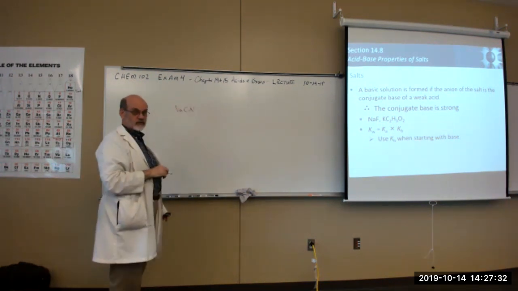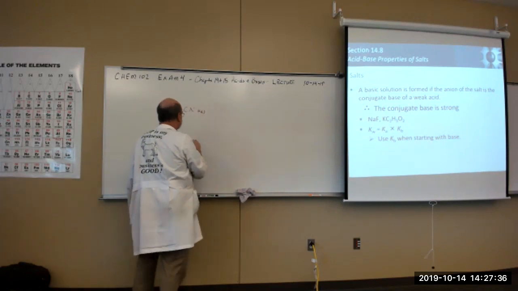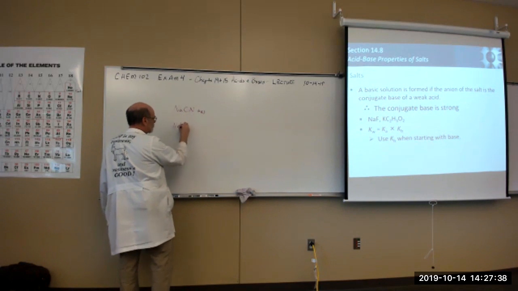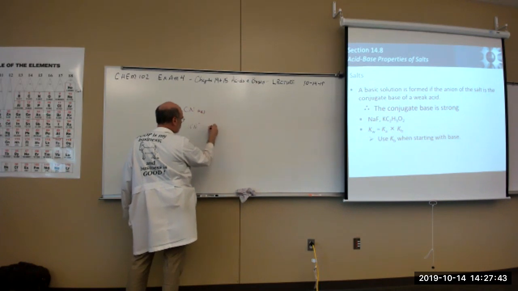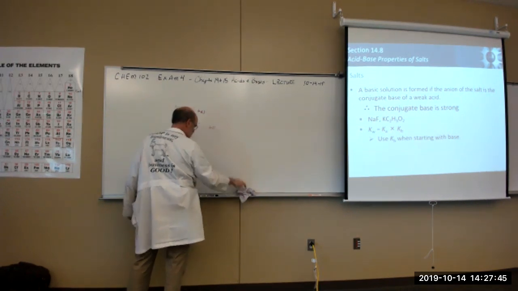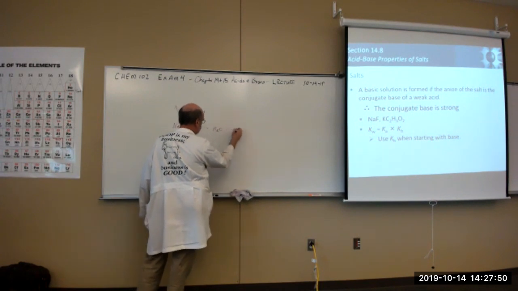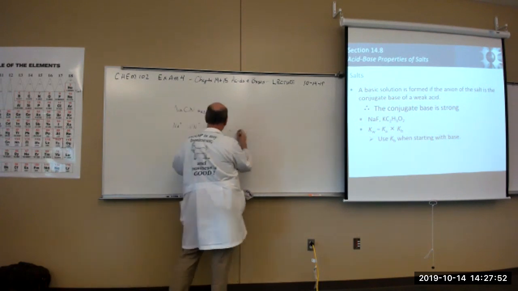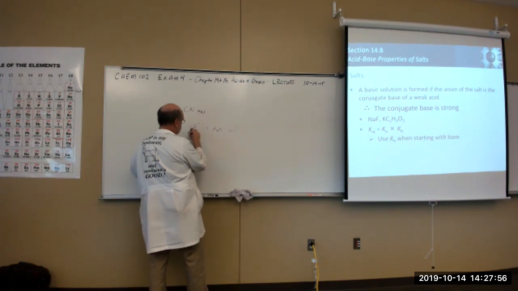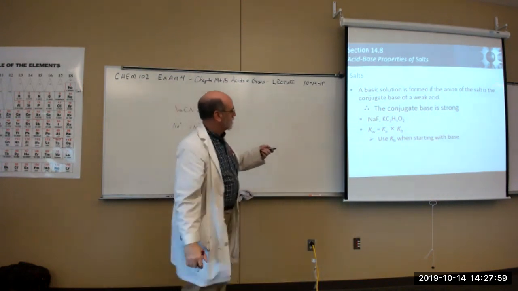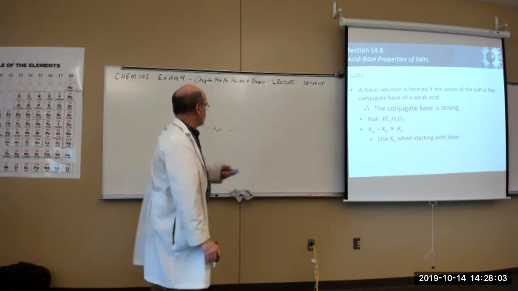Sodium cyanide in solution. So what does it produce? Well, it produces sodium ions and cyanide ions, right? So the cyanide reacts with water to produce, well, the anion of the salt is a conjugate base of a weak acid.